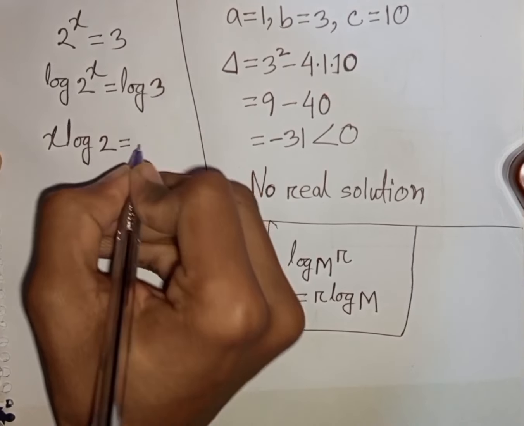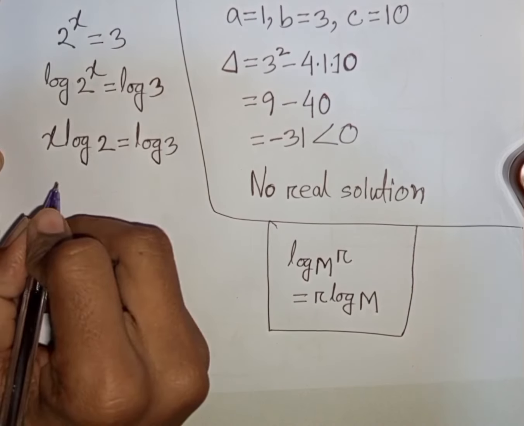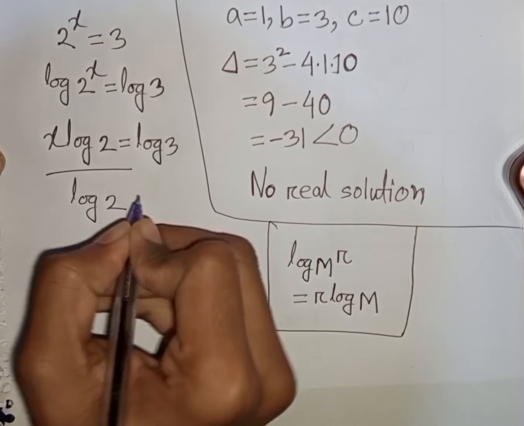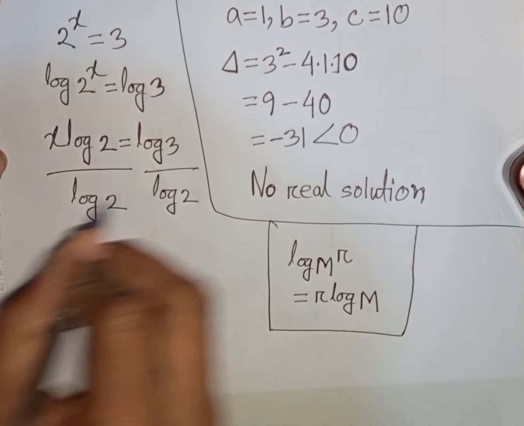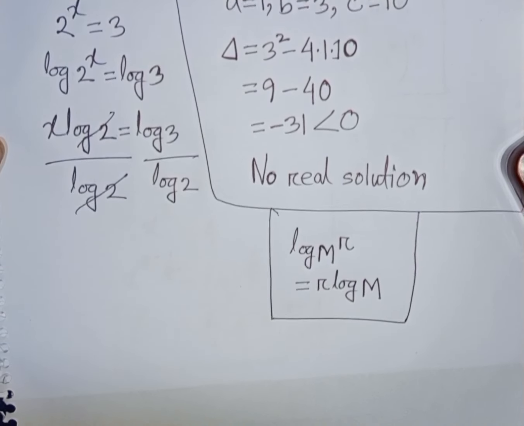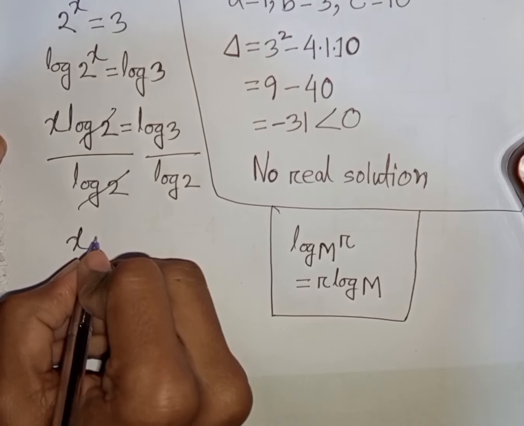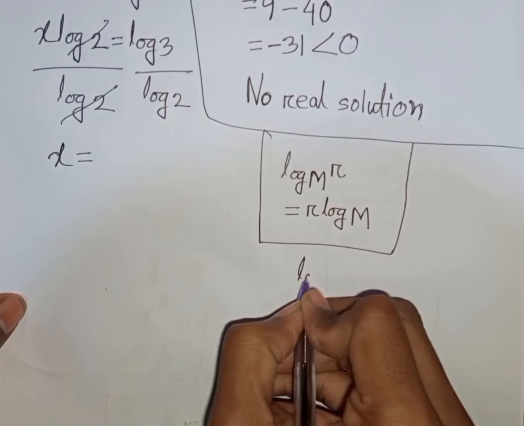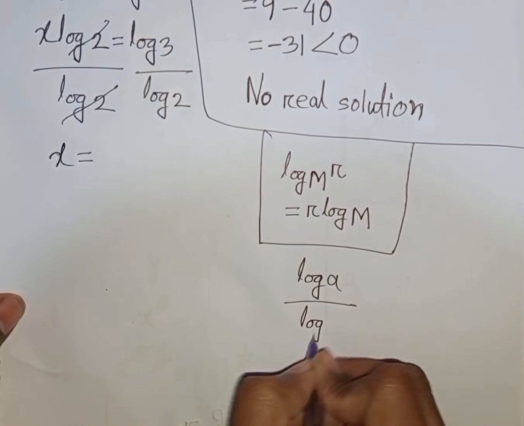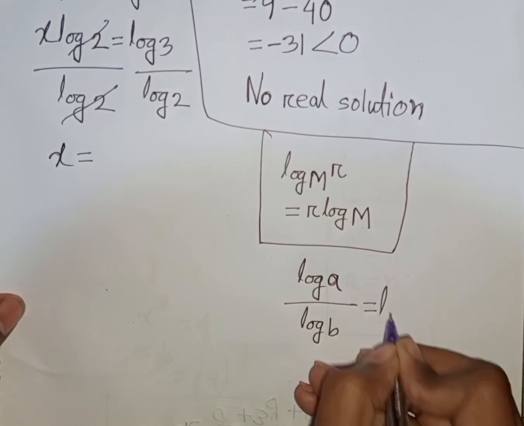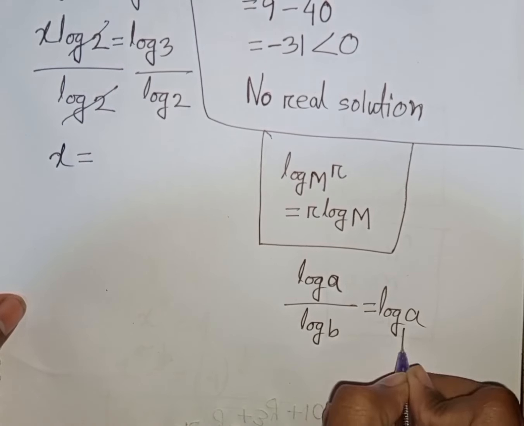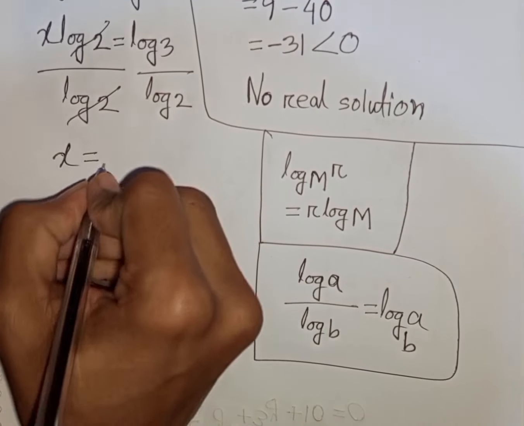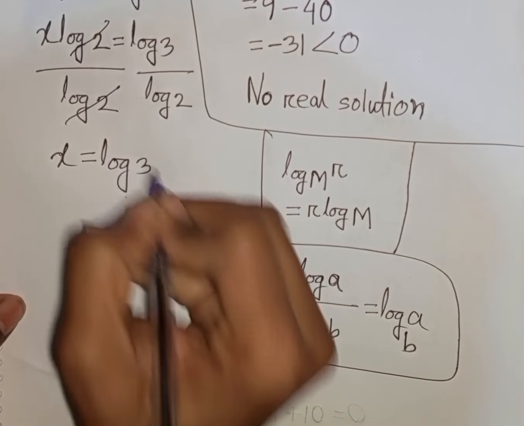Now we need the value of x, so we divide by log 2 on both sides. Now we see this log 2 and this log 2 will be cancelled, so here x will be equal to log 3 divided by log 2. Here we can apply this formula: log a divided by log b is equal to log a base b. So according to this formula, it will be log 3 base 2.